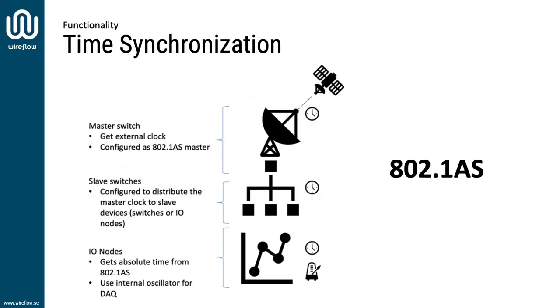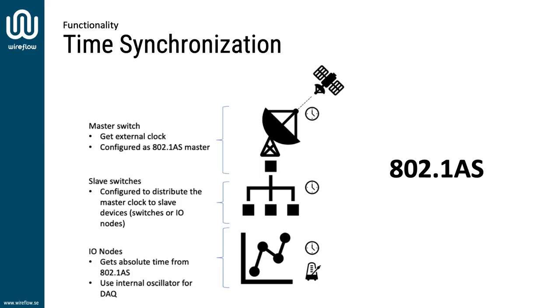Time synchronization is, as I said, based on the time-sensitive network 802.1 AS feature, and it's realized using a master switch that gets an external clock and is configured as an 802.1 AS master. Then each logger node has a slave switch that is configured to distribute the master clock to the slave devices, and that could be another switch or an I/O node.